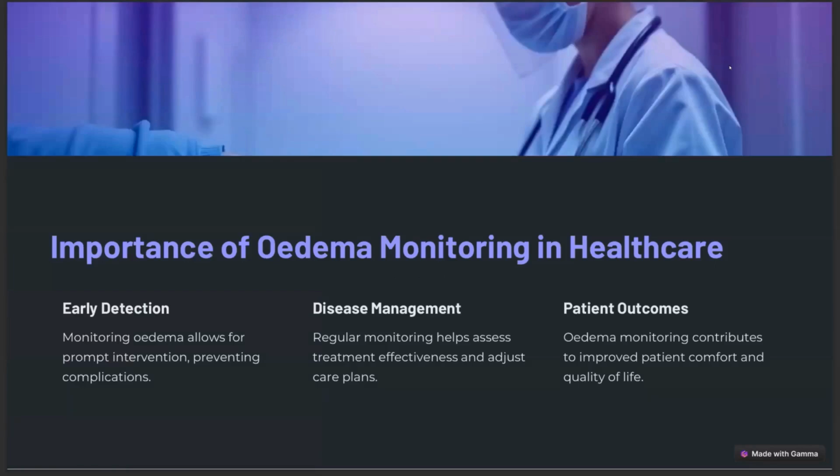Now, the importance of edema monitoring. Let's say, for example, we have fever. Fever is just a symptom of some kind of disease that we might be having. Similar to that, if we can detect and quantify the severity of edema, it will help us to detect the disease and then manage it. So: early detection, disease management, and obviously greatly improving patient outcomes.